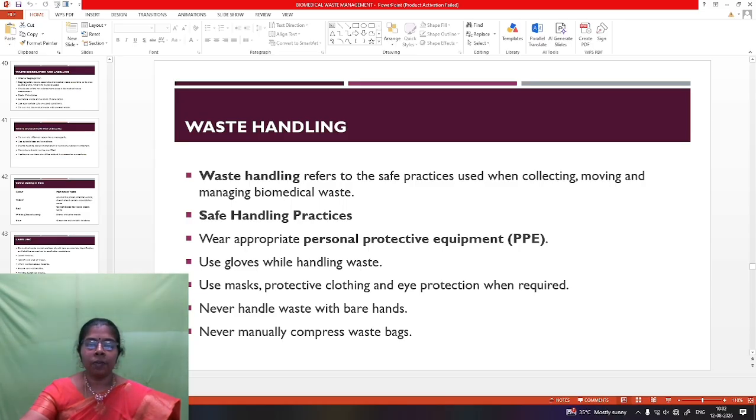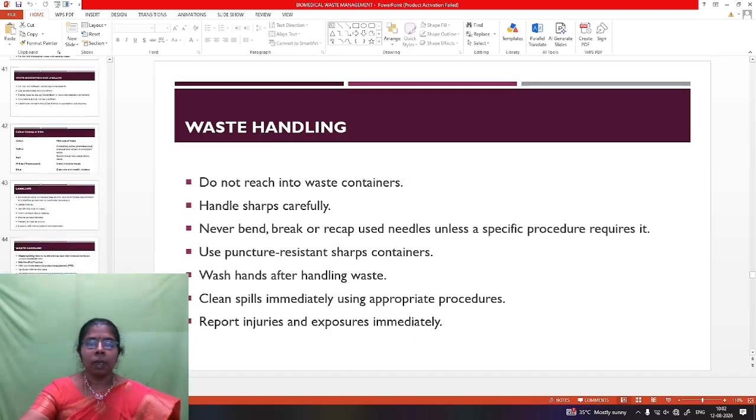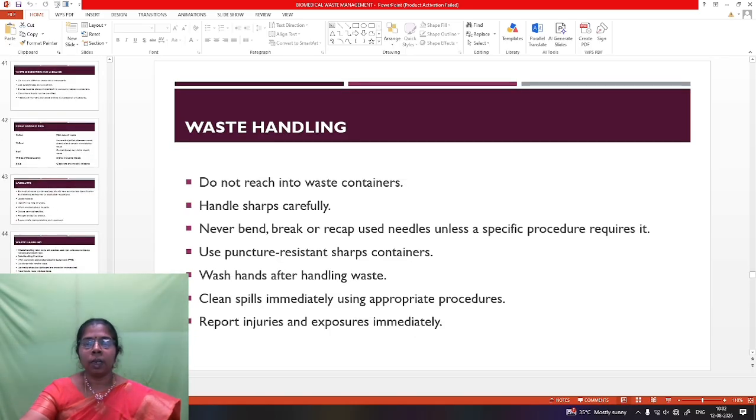These are the personal protective equipment. Never handle waste with bare hands. Never manually compress waste bags. Do not reach into waste containers. Handle sharps carefully. Never bend, break or recap used needles unless a specific procedure requires it. Use puncture resistant sharps containers. Wash hands after handling waste. Clean spills immediately using appropriate procedures. Report injuries and exposures immediately. So these are the waste handling procedures.